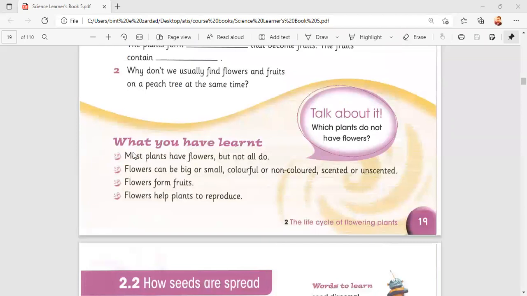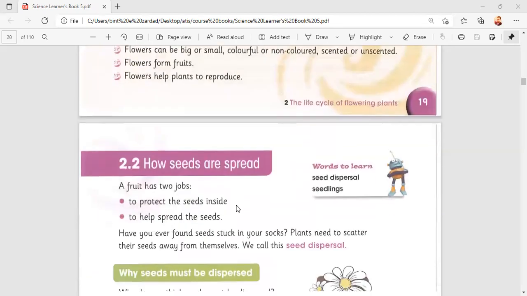Very important, the summary of this lesson 2.1: most plants have flowers, obviously, but not all. Some plants don't have flowers. Flowers can be big or small, colorful or colorless, scented with smell or unscented without smell. Flowers form fruit. Flowers change into fruits. Flowers help plants to reproduce.